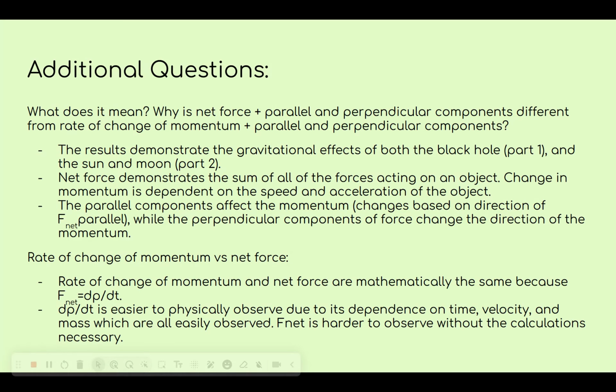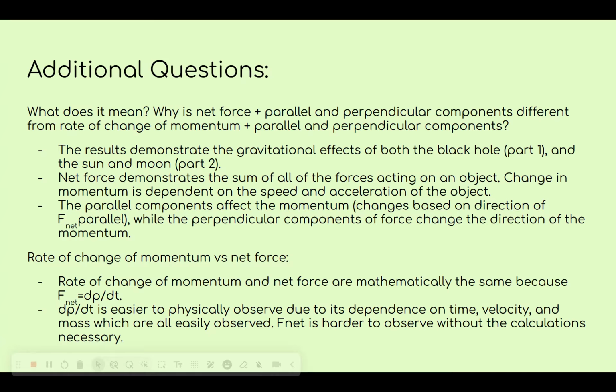So for the additional questions, what does this mean? The result demonstrates the gravitational effects of the black hole, which is part 1, and then the sun and moon, part 2. The net force is the sum of all forces acting on the object, so the change in momentum is dependent on the speed and acceleration of the object. The parallel components affect the magnitude of the momentum, changing based on the direction of F net parallel, while the perpendicular components of force change the direction of the momentum.